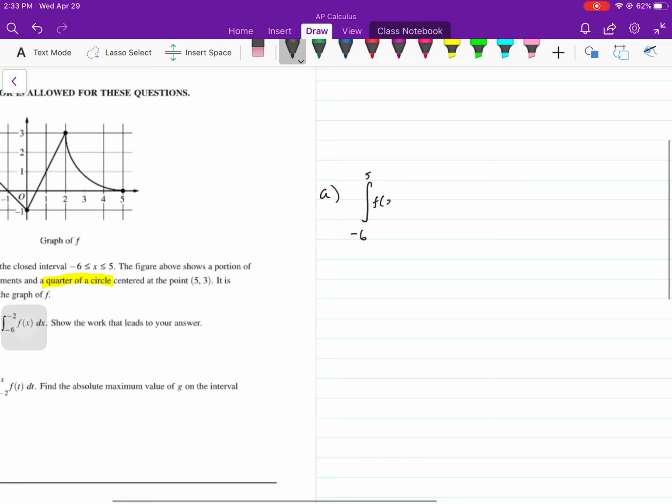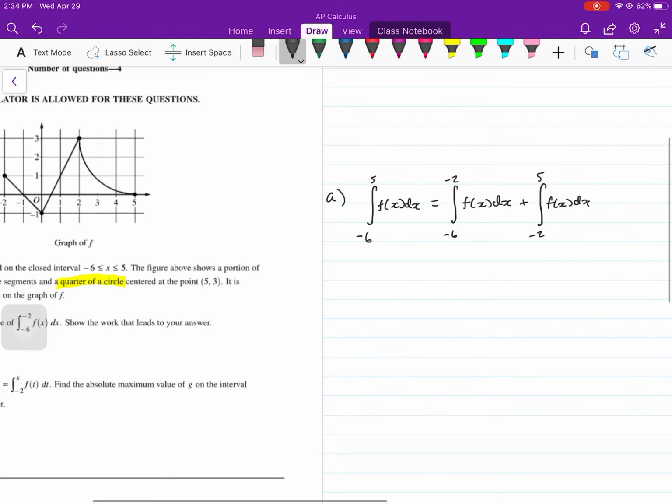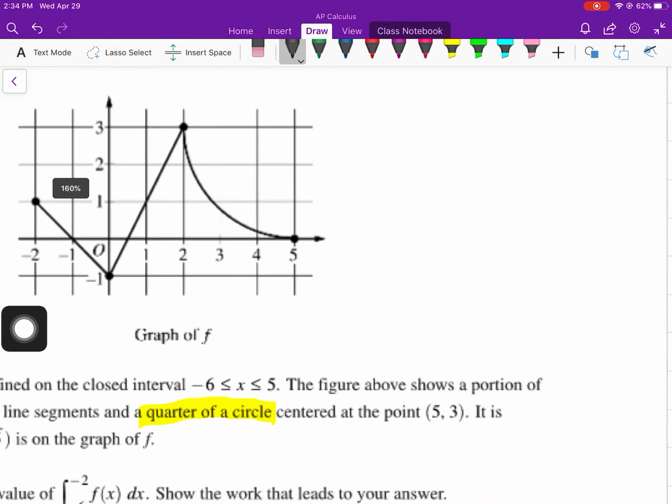So from -6 to 5, the integral of f of x dx is equivalent to the integral from -6 to -2 of f of x dx, which is what we need to find, plus the integral from -2 to 5 of f of x dx, which we have the graph of, and we can go ahead and find that as the area under the curve. So this one was given to us to be 7.